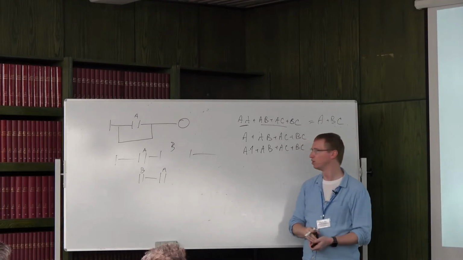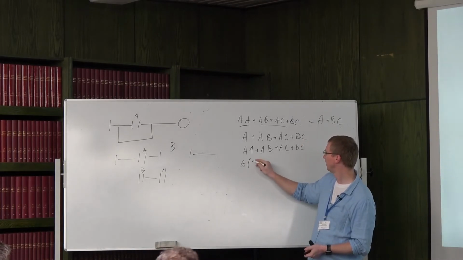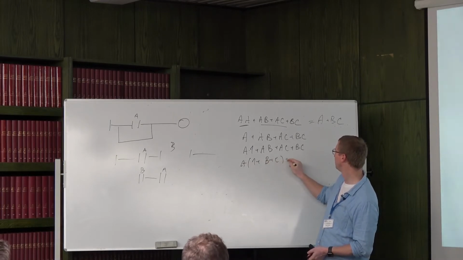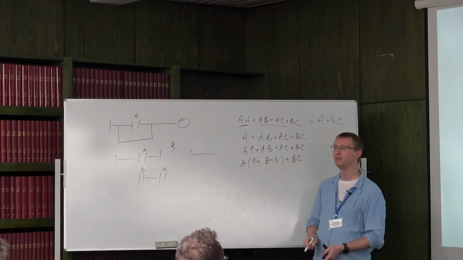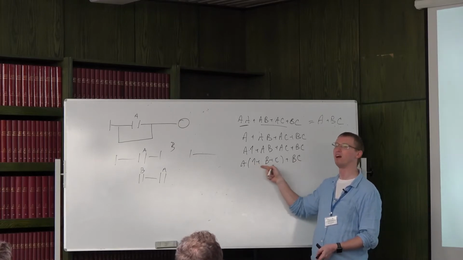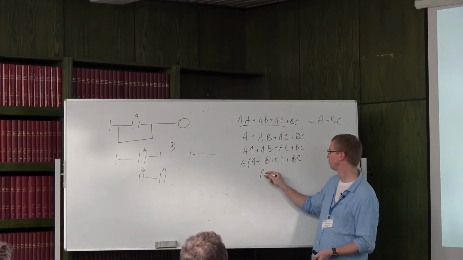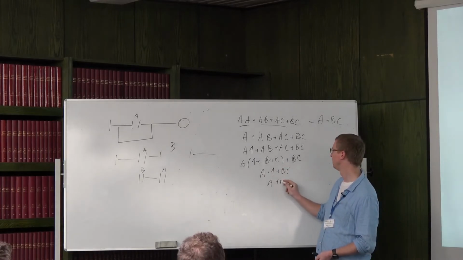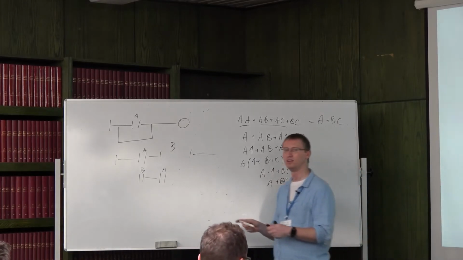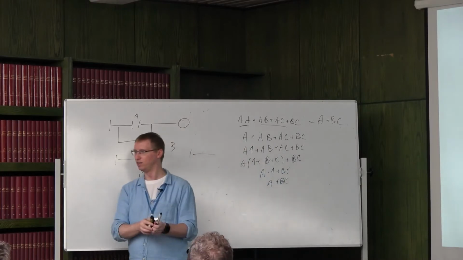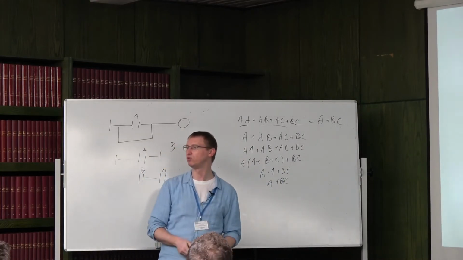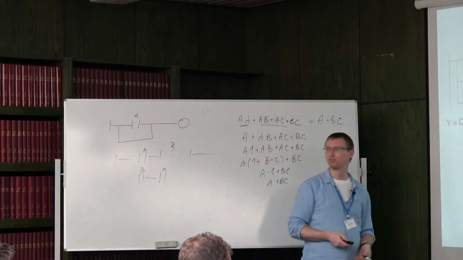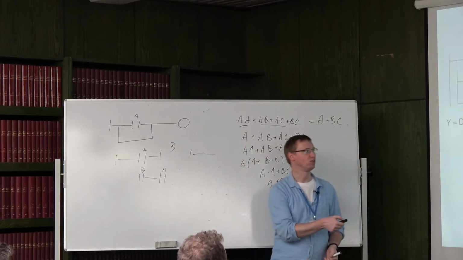Maybe we can take a common. So let's take A, and we are left with 1 plus B plus C plus B times C. What is 1 plus something? That's just 1, right? So it's just A times 1 plus B times C, and A times 1 is just A. So it's like this, okay? So we see that using one of the rules, they lead to this kind of simplification.